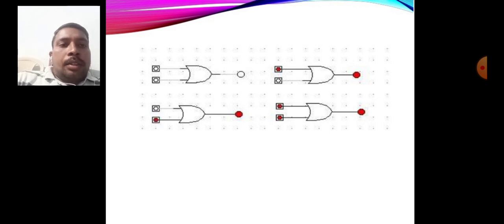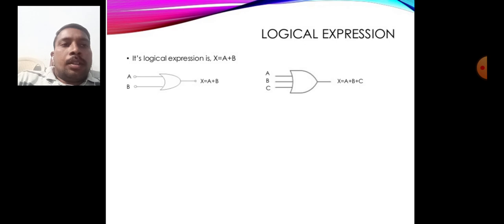These are the circuit and logical operation of the gate and its expression. This is the addition form of the logical expression. In the previous gate, the AND gate, A dot B is a multiplication. But in this logical expression it is addition, X is equal to A plus B.